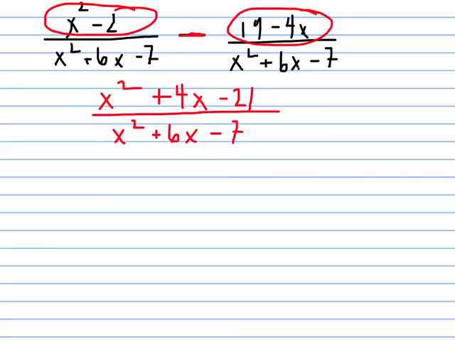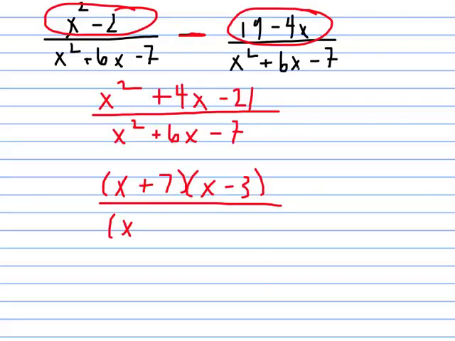Something interesting happens here, I believe. So let's go ahead and factor that, just so you can see what would happen. If I factored the numerator, it would be x plus 7 over x minus 3. And then if I factor the denominator, I have x plus 7 over x minus 1.